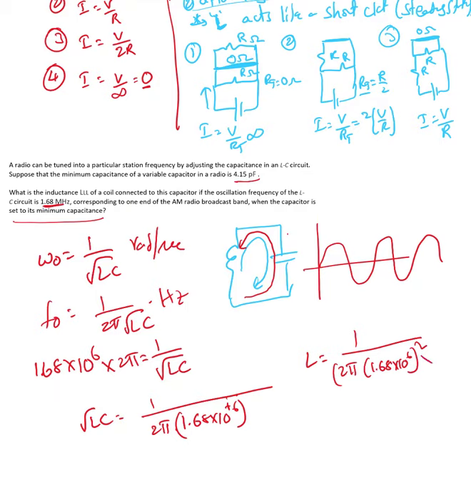The C value is given, which is 4.15 pico, 10 to the power of minus 12. Okay, and find the L value. Thank you.